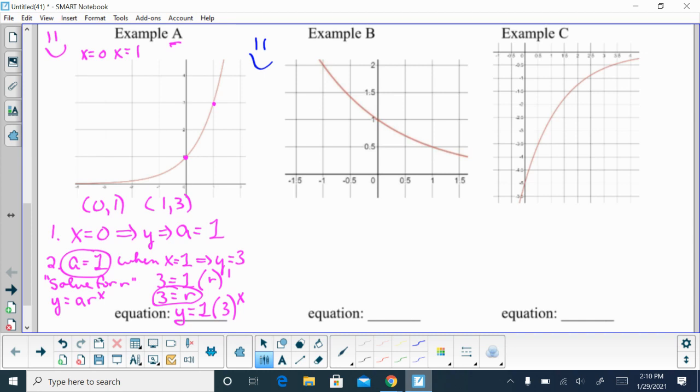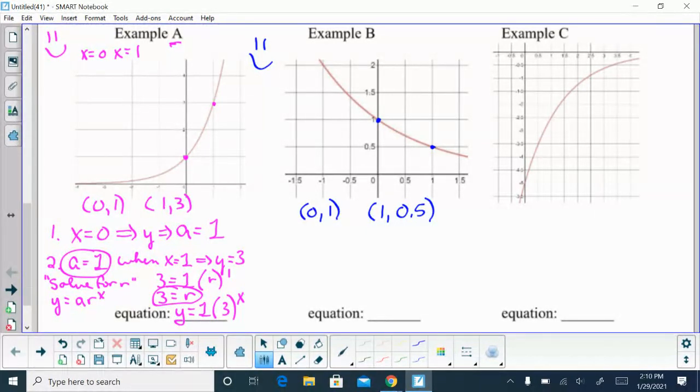Working on example B, same process as before. First thing we have to find our 2 points when x equals 0 and when x equals 1. So working with that, when x equals 0, y is 1. When x is equal to 1, y looks to be 0.5, 1/2. Looks like we have a decay function going on here. So there's my 2 points.